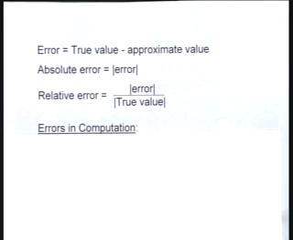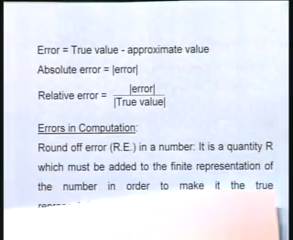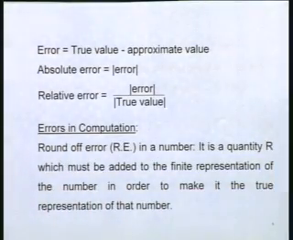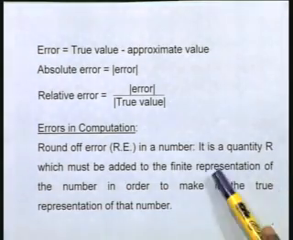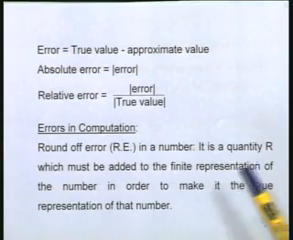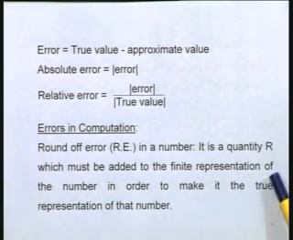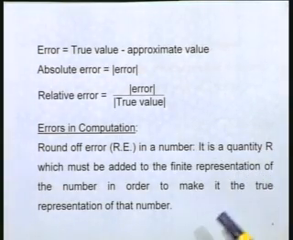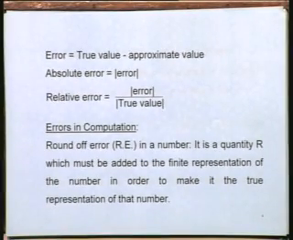Then we would like to look at what are the errors in computation that would arise in general. The first thing is your round off error. What is the round off error? You already know what round off error is, but let us formally define it. It is a quantity r which must be added to the finite representation of the number in order to make it the true representation of that number. That means, we are given a number which we want to use for computations either by calculator or by the computer. So, this number has to be given a finite representation, and whatever is left out will be the round off error for that particular problem.